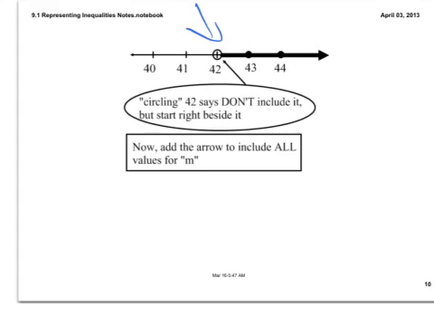So 42.0001, however small you want to get. That first decimal after 42 is included, but not the number 42 itself. So this will show you that m is greater than 42, but not actually equal to 42. I hope this makes sense.